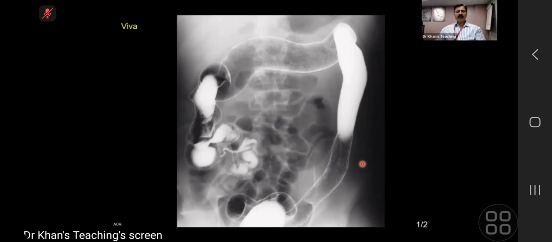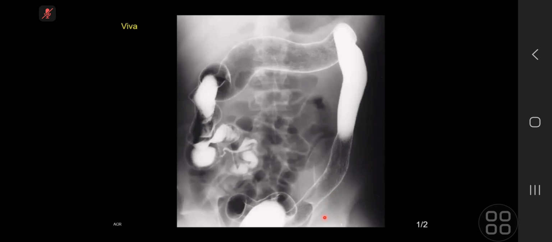Okay, so how do you explain this appearance of lead pipe? What happens? I presume because of the pre-existing superficial ulcers and the blunting of haustra, over a long period of time the colon gets a bit fibrosed, or that's my assumption. But I probably don't know the underlying pathology.